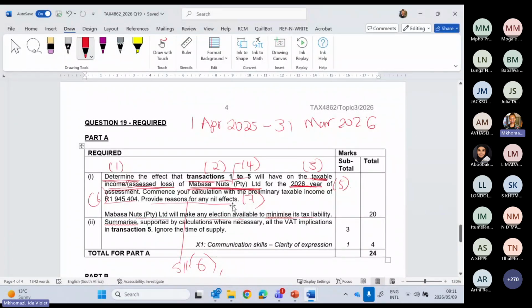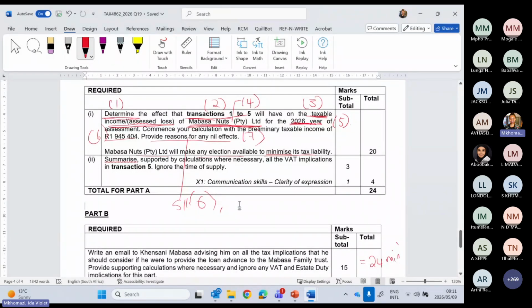Thanks, Saj. So as I was saying, the election sections that you will find in topic 3 are your scrapping allowance, which is your section 11(o), and the rollovers in CGT, which are paragraphs 65 and 66. If there are any election sections, it means that the taxpayer, Mabasa Nuts, will elect to apply them.